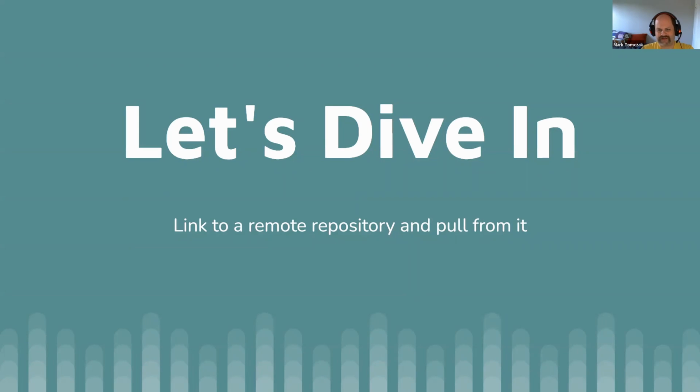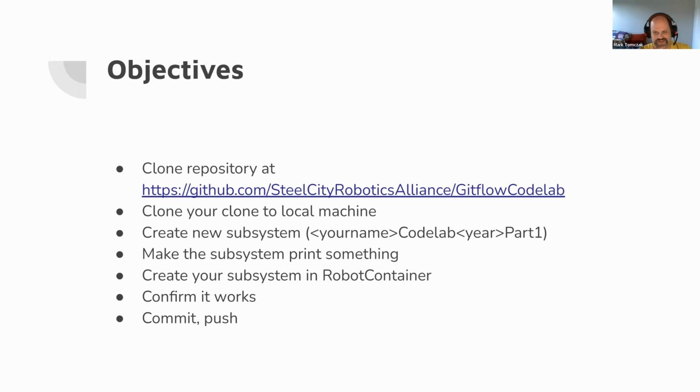So we're going to go ahead and dive in on using GitHub. I'm going to link to a remote repository and pull from it. Just a quick overview of the steps that we're going to do here, with a minor modification: I actually cloned this repository and will be using a copy of this that I control. If you'd like to follow along at home, if you have Git and VS Code and the VS Code Git plugin set up on your machine, you should be able to follow this process. So we're going to go ahead and get started.